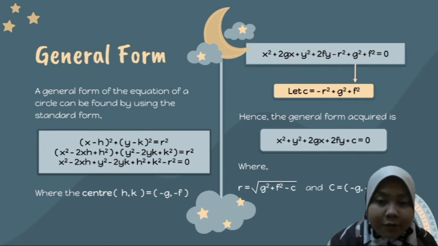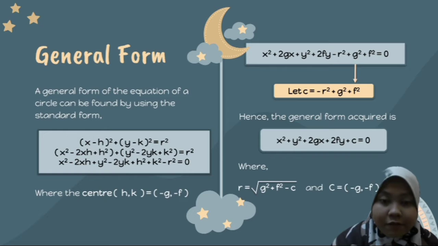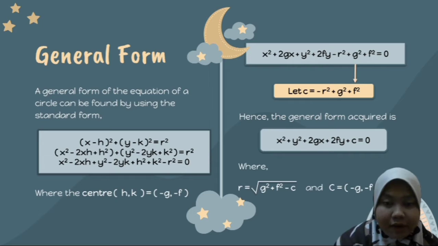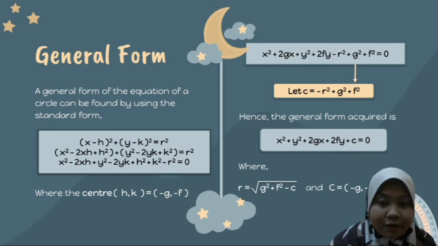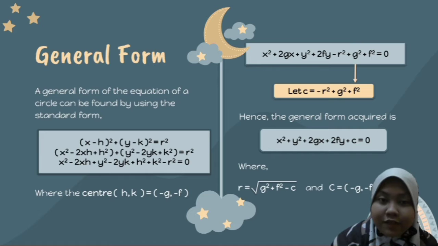It will become x squared plus 2gx plus y squared plus 2fy minus r squared plus g squared plus f squared equals 0. And let c equal negative r squared plus g squared plus f squared. Hence, the general form that is acquired will be x squared plus y squared plus 2gx plus 2fy plus c equals 0, where r is equal to the square root of g squared plus f squared minus c, and the center will be negative g, negative f.